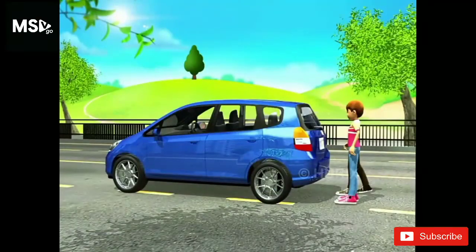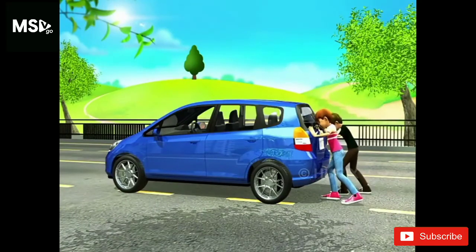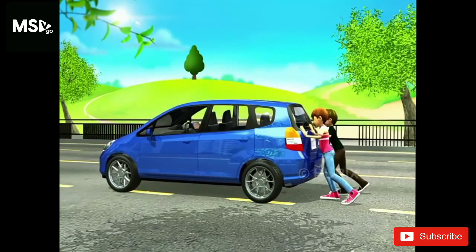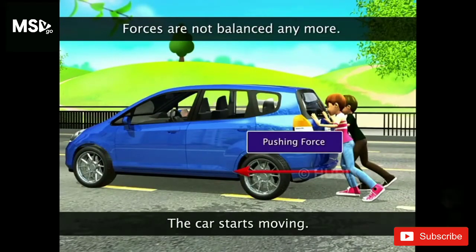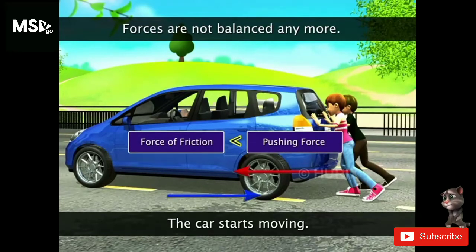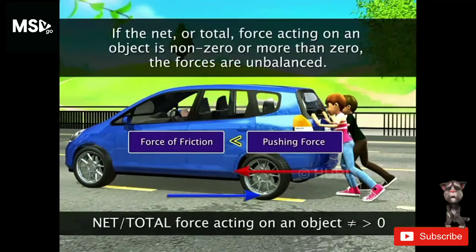When your friend joins you and both of you push harder, the car starts to move. This happens because the pushing force is bigger than the frictional force. Therefore, the forces are not balanced anymore. To summarize, if the net or total force acting on an object is non-zero or more than zero, the forces are unbalanced.